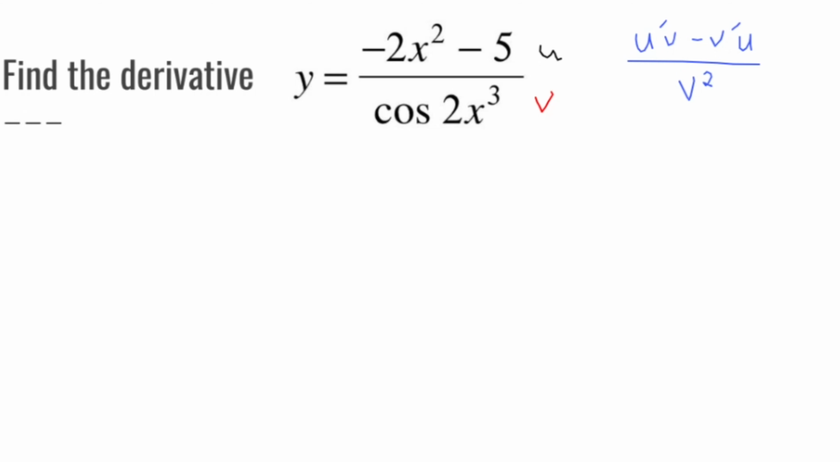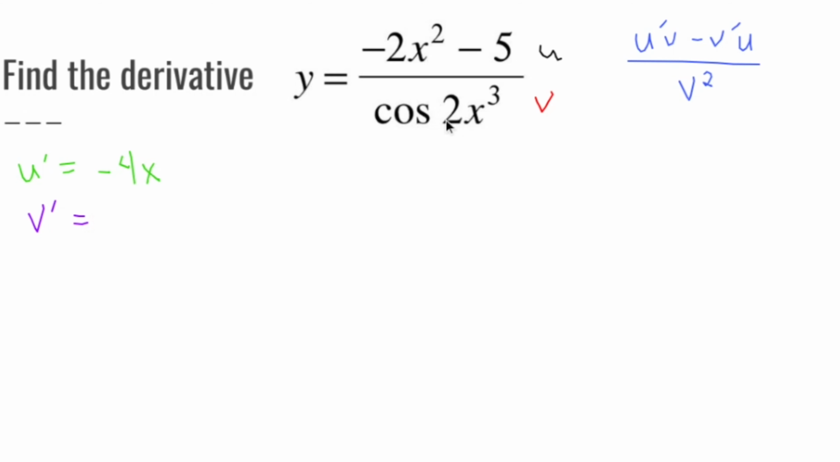So u prime, let's make that, I don't know, green. I haven't used green yet. U prime is going to be just straight up power rule. Take that 2, multiply it to negative 2. That gives me 4. Drop that x squared down to an x to the first. Minus 5 disappears when you take the derivative because it's a constant. Dunzo. Now, to find v prime, that involves me using chain rule.